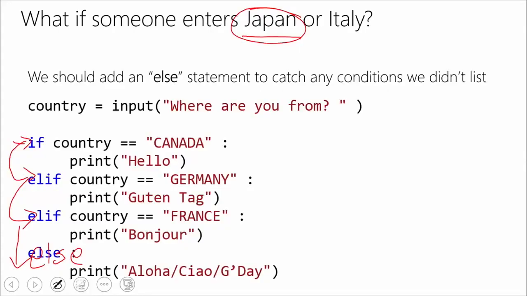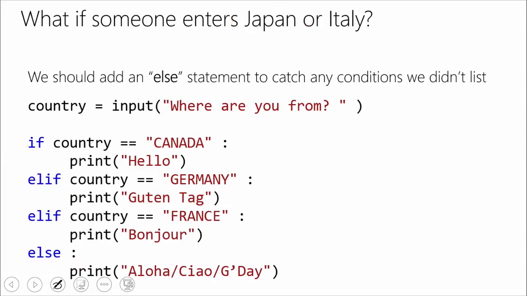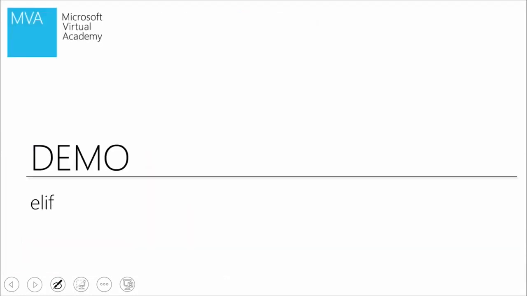So it's not a bad idea at all, when you're dealing with something like that and you've got multiple conditions, to add in an else statement so you can display the error message or handle it otherwise, or maybe even set it to whatever you want your default value to be. And you'll notice down at the very bottom I've got my else and then print aloha, ciao, g'day, ciao. And we'll go from there.